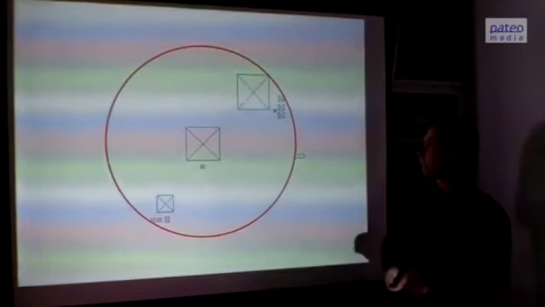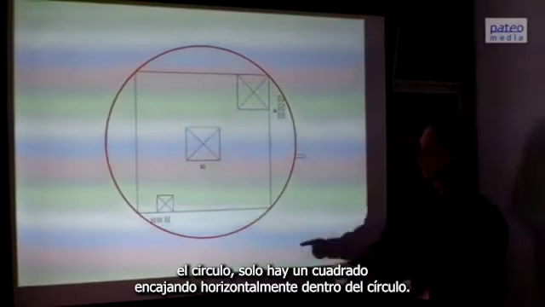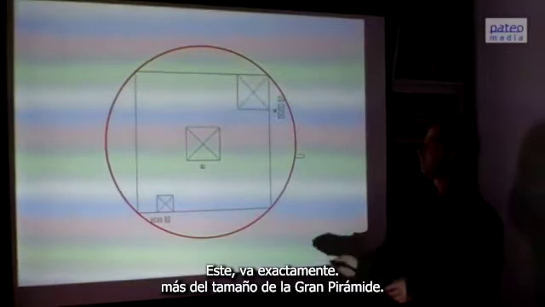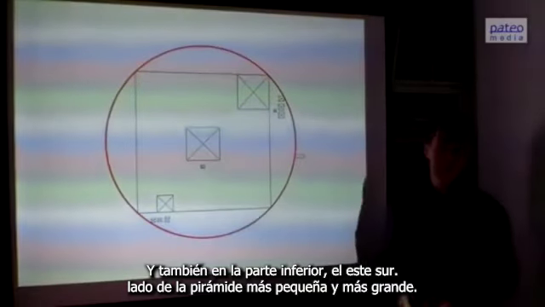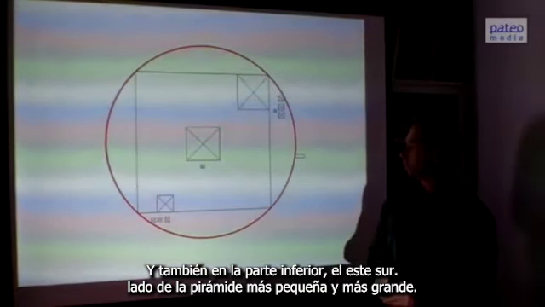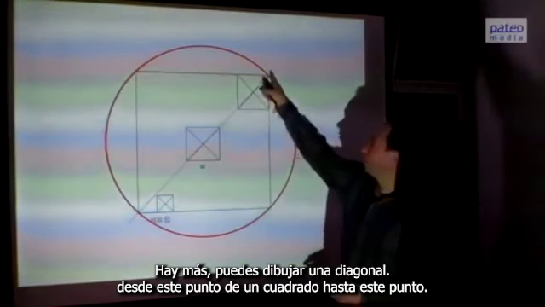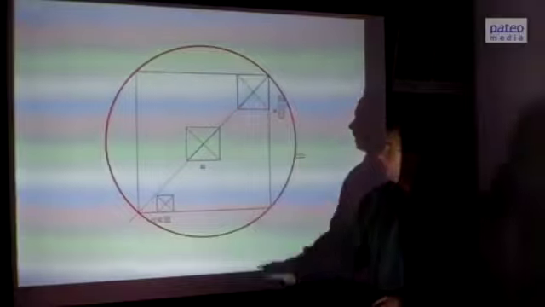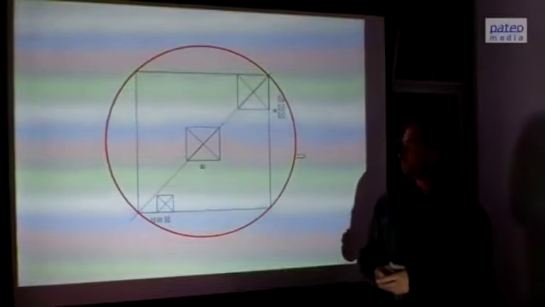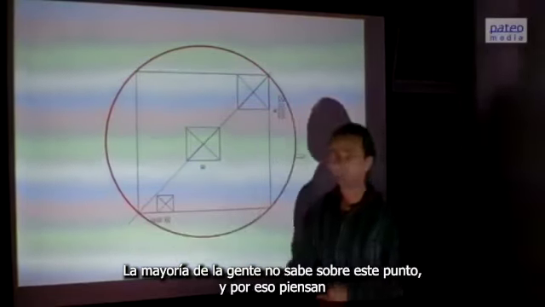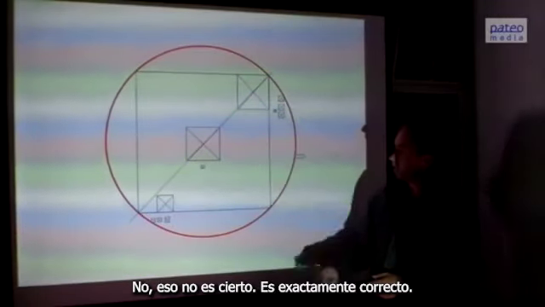But there's more. When we draw a square inside the circle, there's only one square fitting horizontally inside the circle, and that's this one. It goes exactly over the sides of the Great Pyramid and also on the lower side, the south side of the smallest bigger pyramid. What are the odds? There's more. We can draw a diagonal from this point of the square to this point, and the diagonal goes exactly through the middle of the middle greatest pyramid. Most people don't know about this point, and that's why they think this one is a little bit offline and that one is totally offline. No, that's not true. It's exactly right.